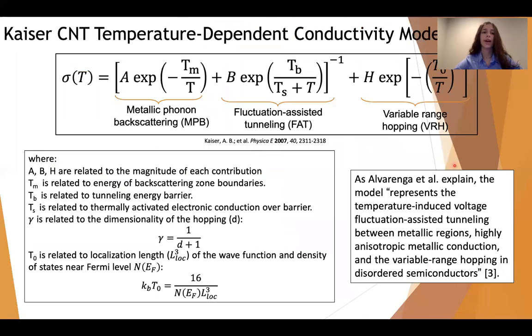The first model that I look at is the Kaiser CNT temperature-dependent conductivity model. This model can be split up into 3 main terms. The first term accounts for metallic phonon backscattering. The second term accounts for fluctuation-assisted tunneling, and the third term accounts for variable range hopping. Variables A, B, and H are related to the magnitude of each of these terms and their contribution to the model. I will be focusing mostly on TM, TB, and TS.